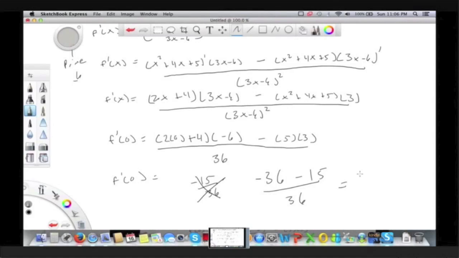Where did you get the negative 36 from? 6 times negative 6. Where did you get the 6 times negative 6 from? This value right here, 2x plus 4 at 0. Good. So 2 times 0, 0, plus 4 times 6. You can use your eraser. Okay. Sorry. That's okay.